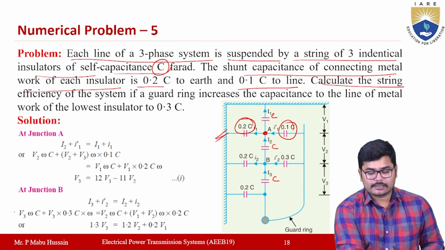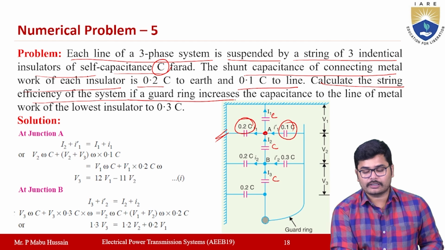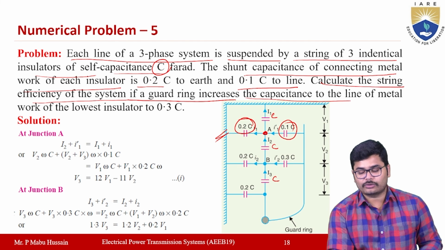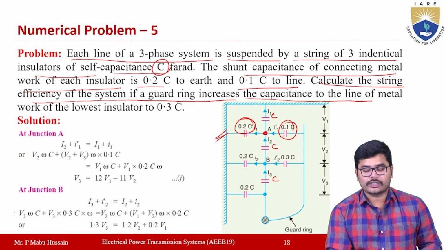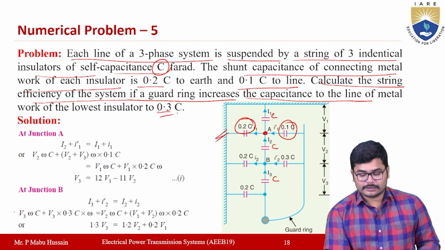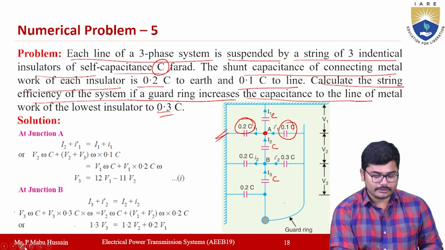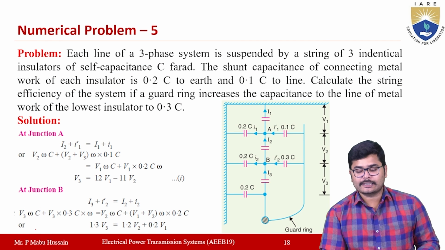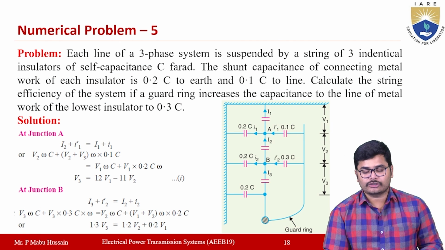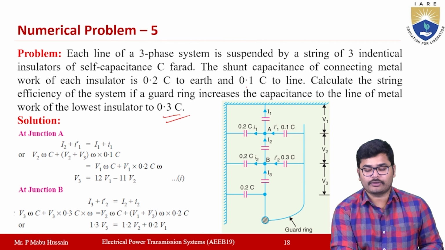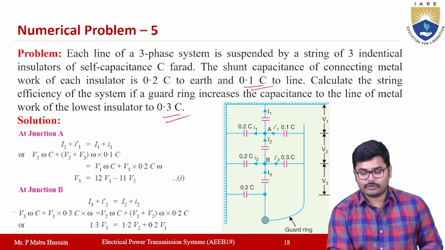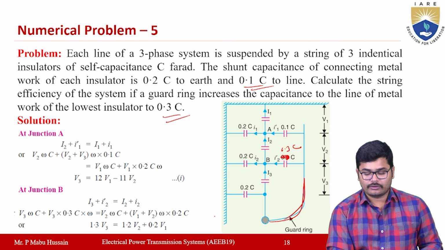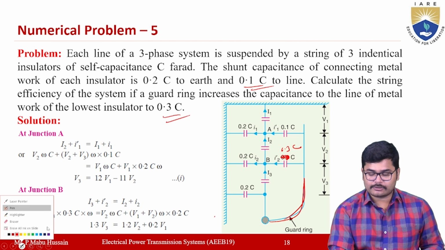Then calculate the string efficiency of the system if the guard ring increases the capacitance to the line of the metalwork of the lowest insulator to 0.3 C. Right? So they are saying that if you are using a guard ring, then that guard ring will increase the lowest insulator disc capacitance to 0.3 C from 0.1 C. Before it is 0.1 C. After the guard ring is placed, that will become 0.3 C.